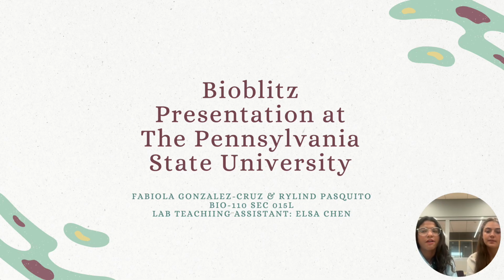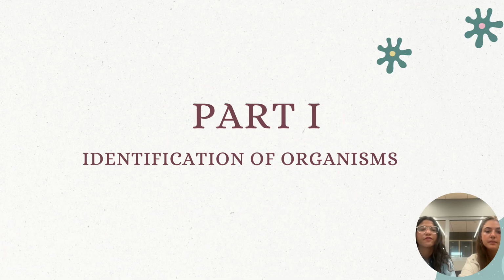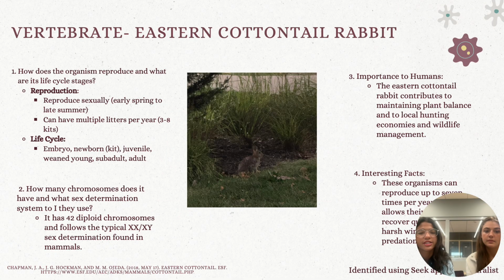So the first part, we have the identification of organisms. First we have the vertebrates, which we did the eastern cottontail rabbit. The first question is, how does the organism reproduce and what are its life cycle stages? For the reproduction, it reproduces sexually and is usually from early spring to late summer. It can have multiple litters per year, up to 3 to 8 kits. For the life cycle, it is embryo, newborn, which is the kit, juvenile, weaned young, subadult, and adult.